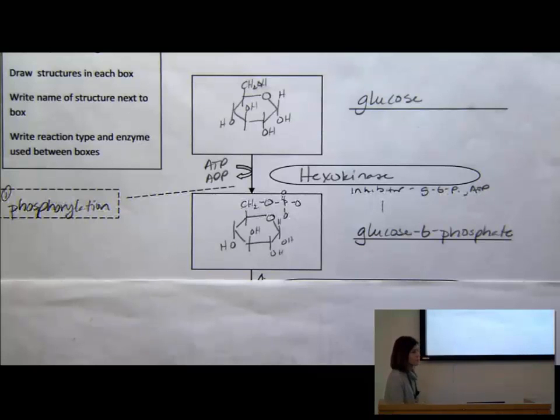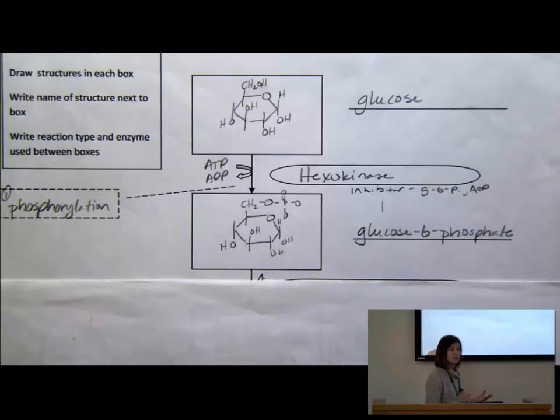Because this enzyme is under allosteric control, it's going to have an inhibitor. Some have both activators and inhibitors. This one only lists its inhibitors. I just want to talk a little bit about that. It makes sense that ATP would be an inhibitor, because if we have a lot of ATP in our cell, why are we going to use glucose to make more ATP?